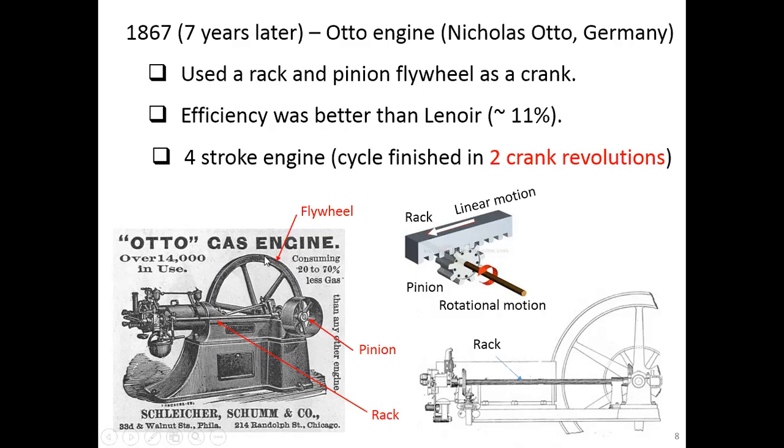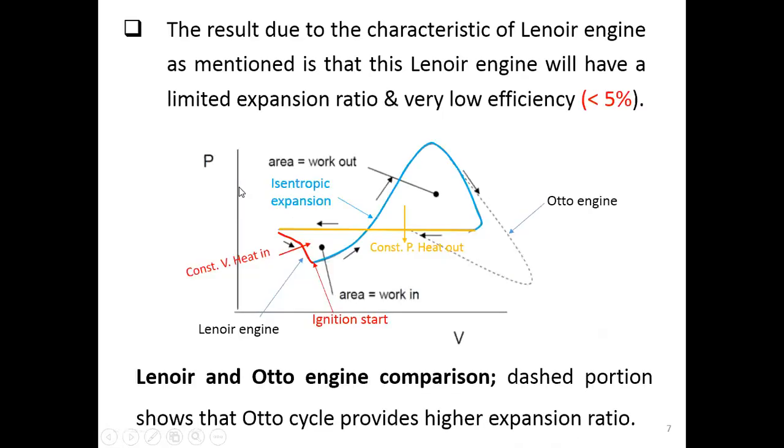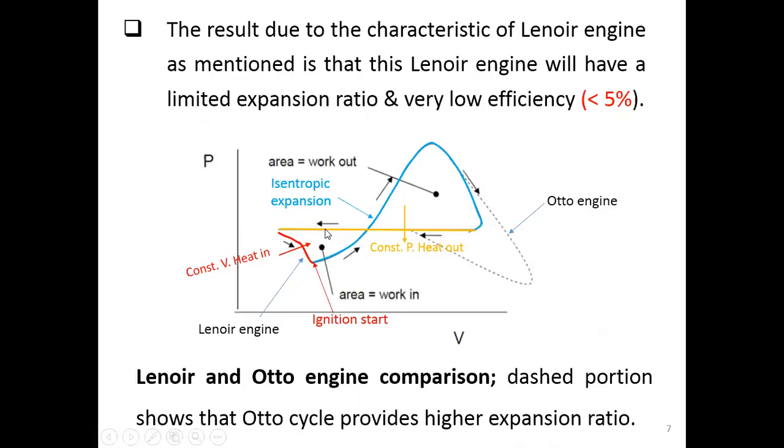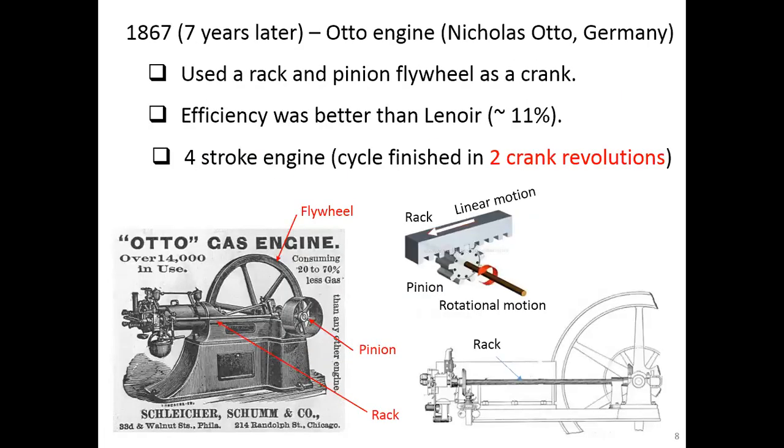The reason why Otto needs this flywheel is because Otto uses a 4-stroke engine. Renault used a 2-stroke engine, and by 2-stroke engine, it means you have power coming out every time you finish the cycle. Every time you have power come out, so you don't need a big flywheel like the Otto engine. But for the Otto, they use a 4-stroke.